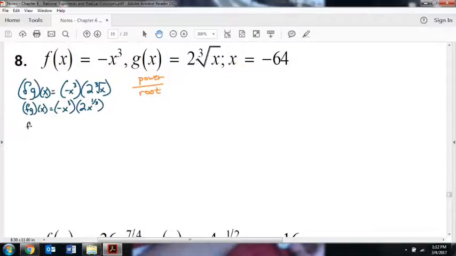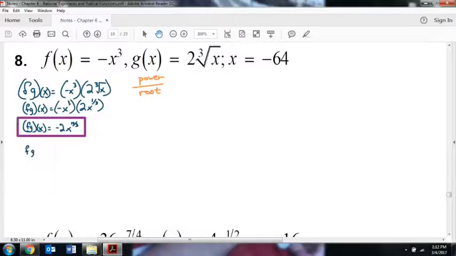So we've got f times g of x equals negative 2 x to the, that's 9/3 plus 1/3, so 10/3, x to the 10/3. All right, and so that is the first part of your equation. You've got your equation, to evaluate at negative 64, so here we go.